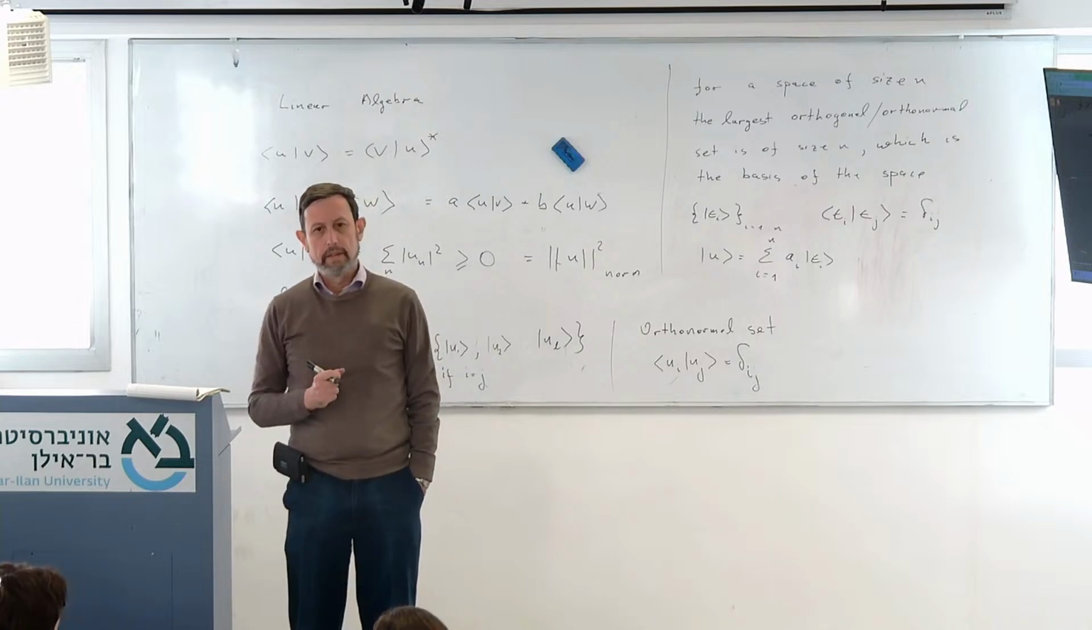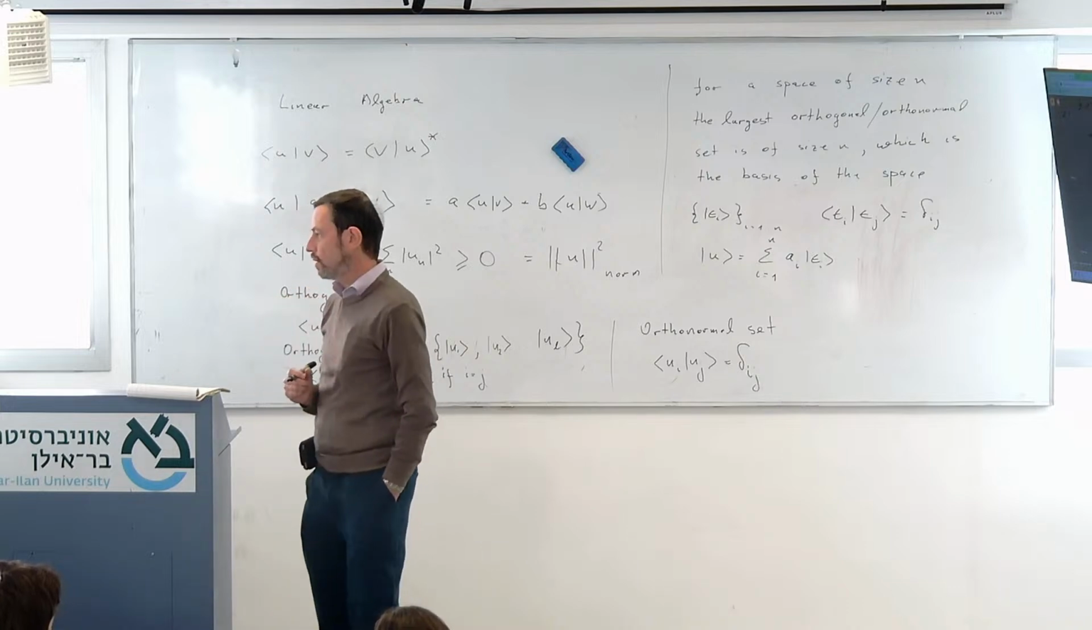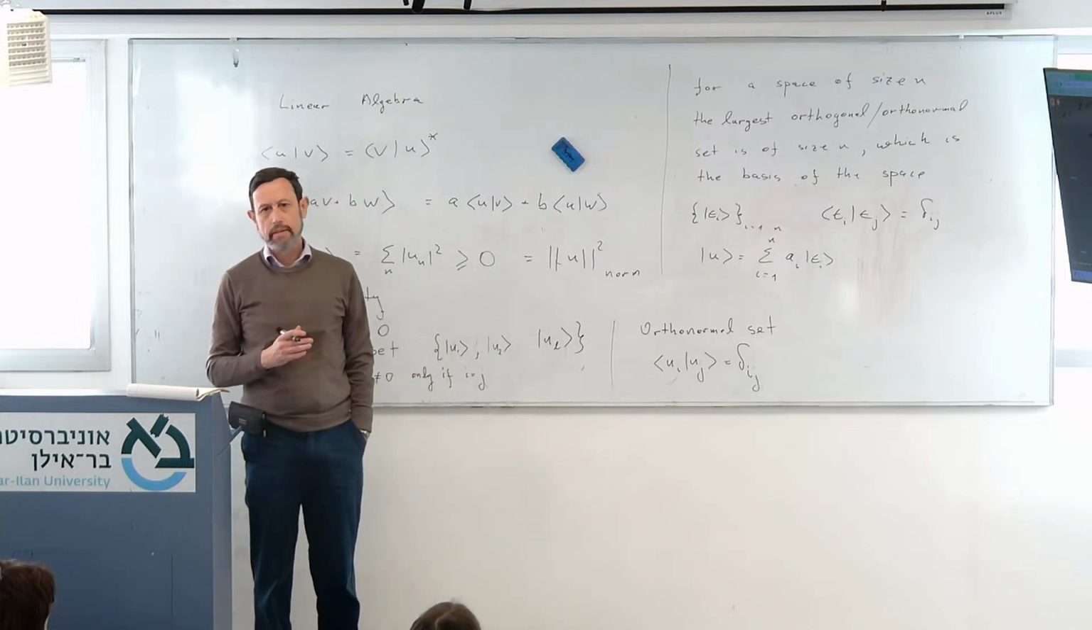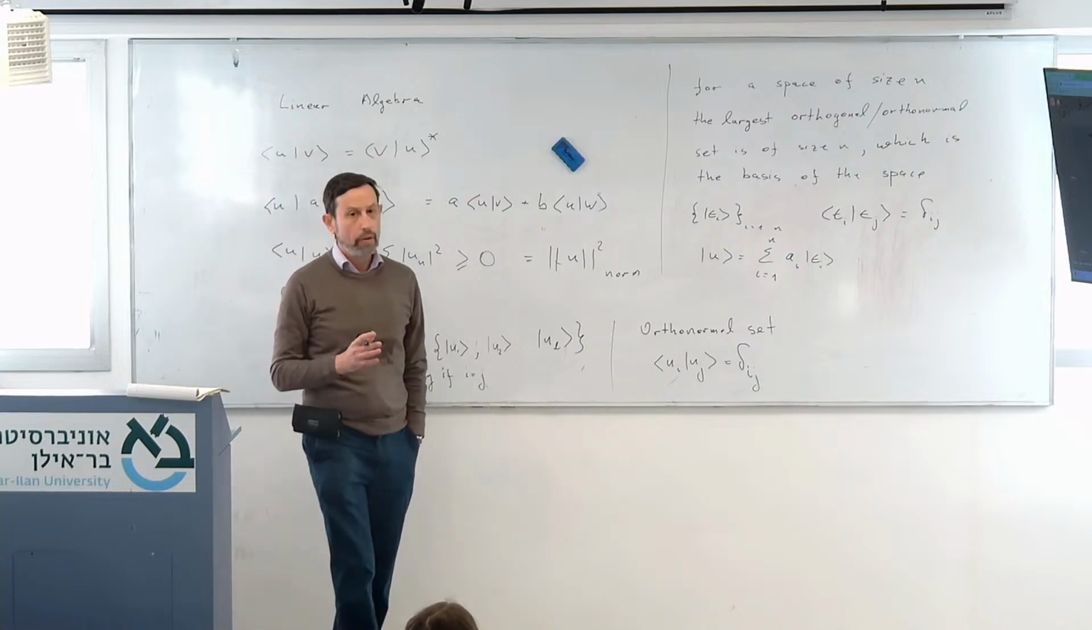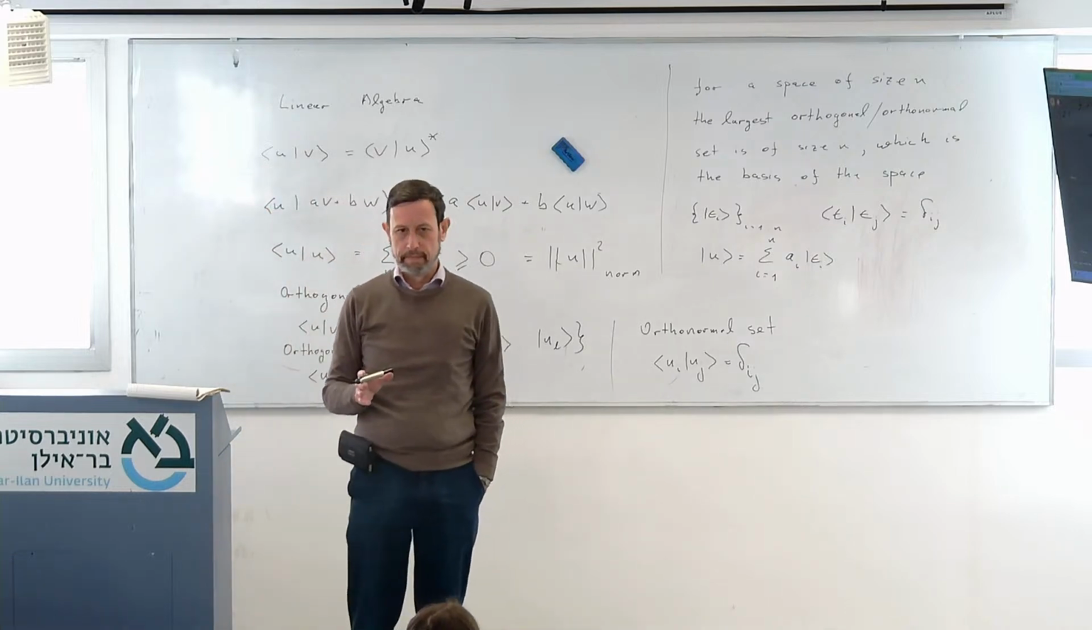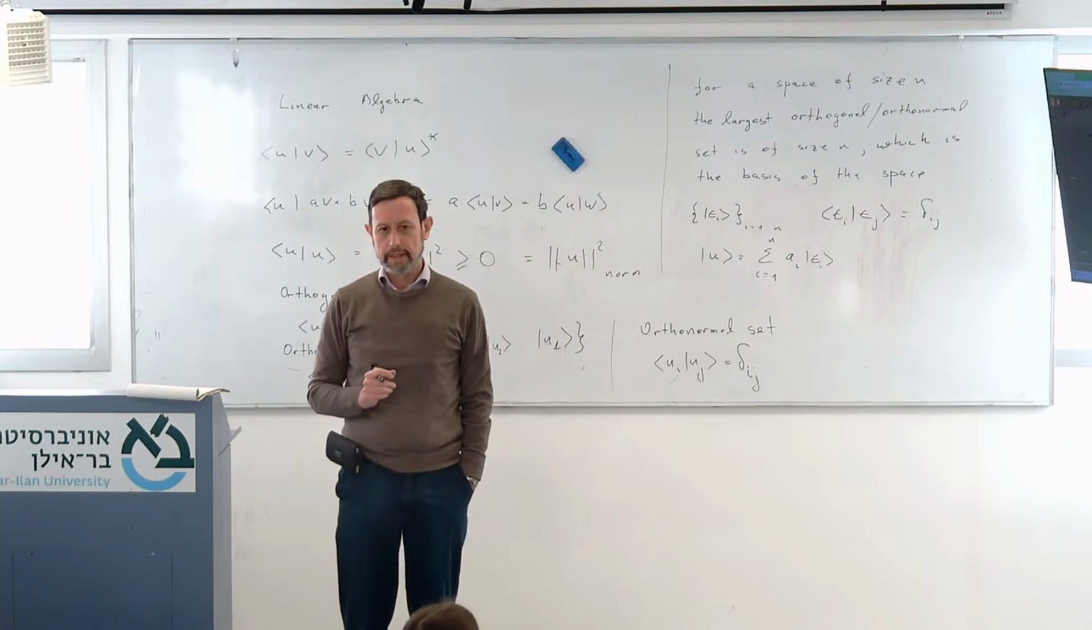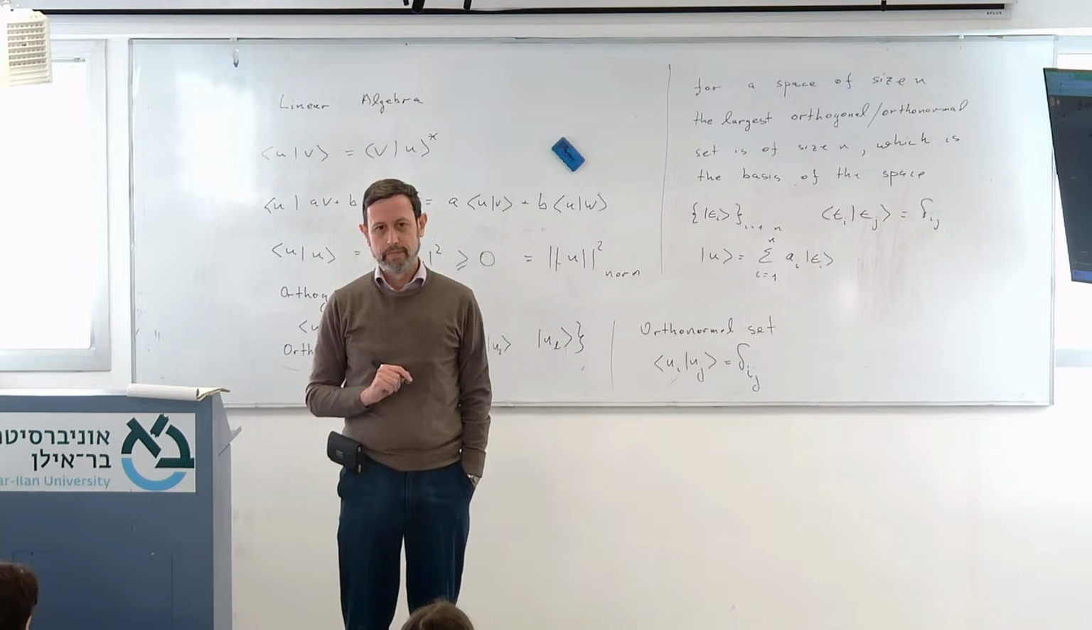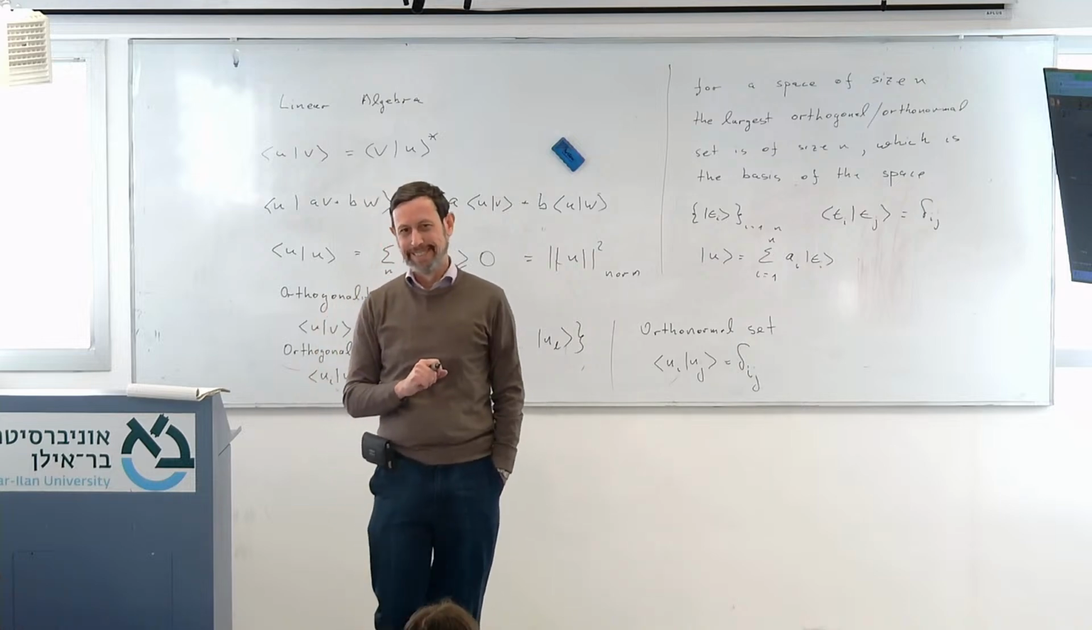Okay, so let's ask a question. If I have a space of dimension n, how many bases does it have? How many sets of bases, distinct sets of bases does it have? One? Infinite. Infinite. Right, I understand.